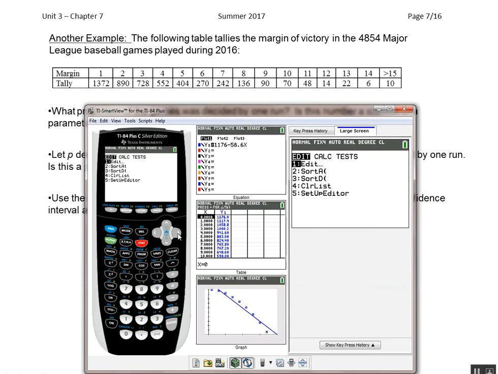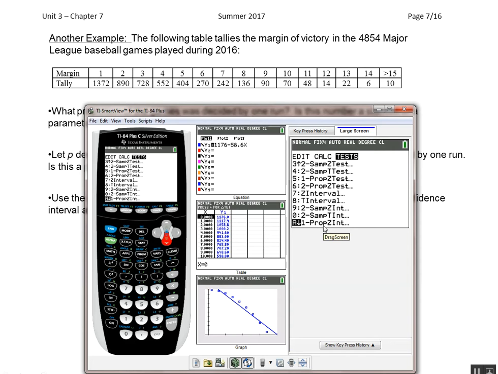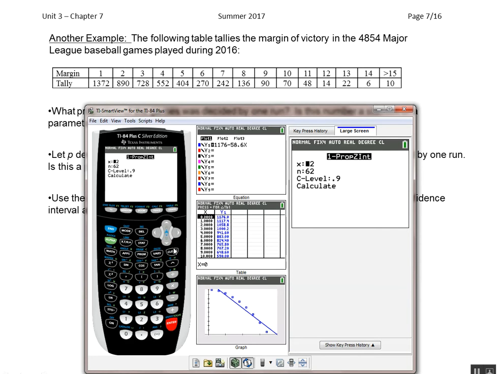We go to stat, and it's a test, and it's quite a ways down. I think it's down to the letter A, so it's after 9, 0, and A. It's a one proportion Z interval, and what we enter in here, X is the number of successes. What we're looking for is one-run games, so the 1372 will be the number of successes.